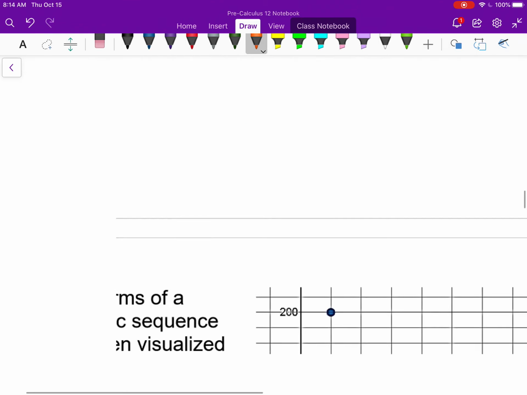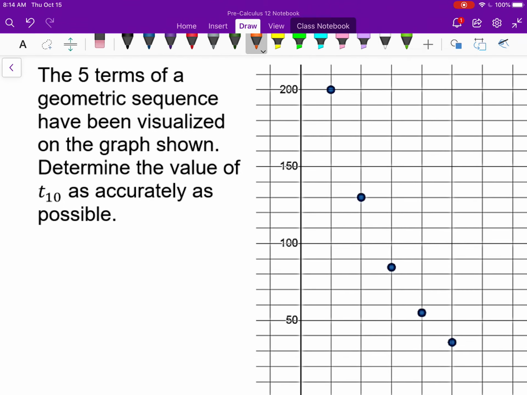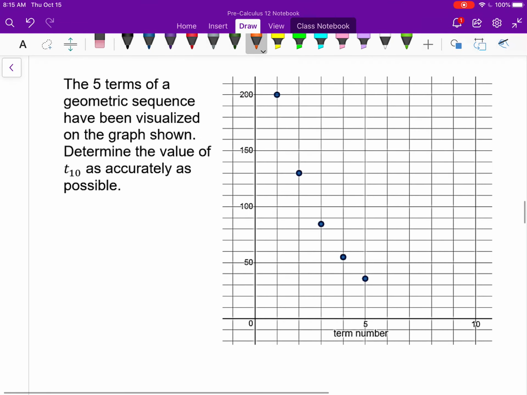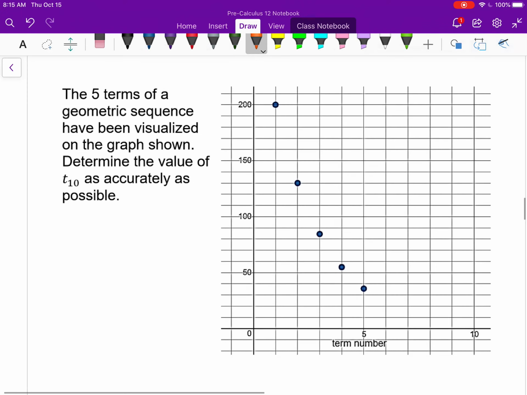Okay, let's look at this. What I have now are the first 5 terms of a geometric sequence visualized as a graph. You can see I have term number on the bottom, so this is term number 1, term number 2, and so on. What I want is to determine the value of T10 as accurately as possible. So T10 is over here. There's a 10th term. What is that term, as accurately as possible? I say that because it's hard to know exactly where all these points are.